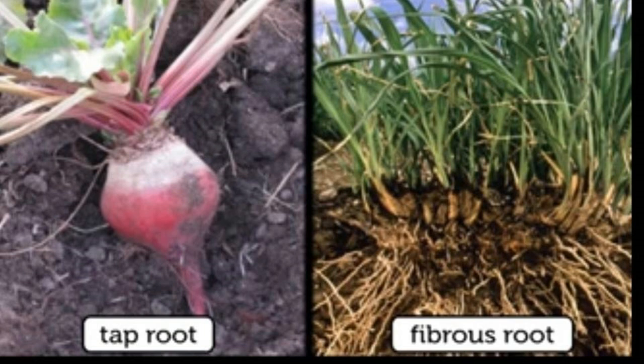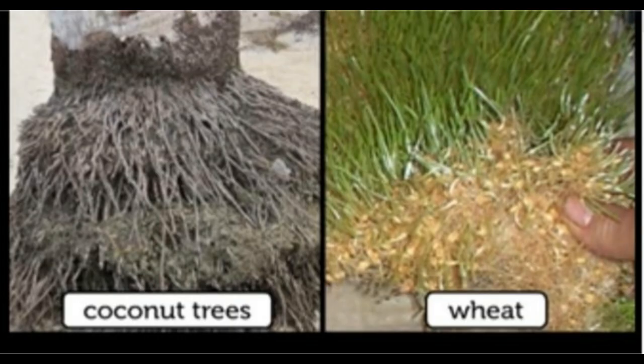The second one is fibrous root system. It consists of a cluster of roots arising from the base of stem. They are thin and uniform in size. It is generally seen in monocotyledon plants. Here you have some examples of fibrous root system. It's a coconut tree and wheat.